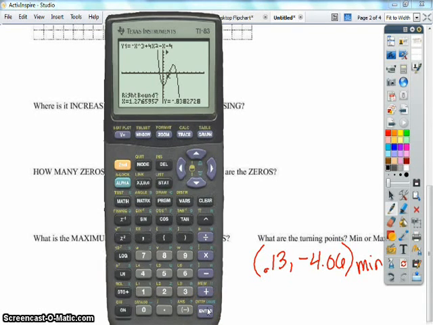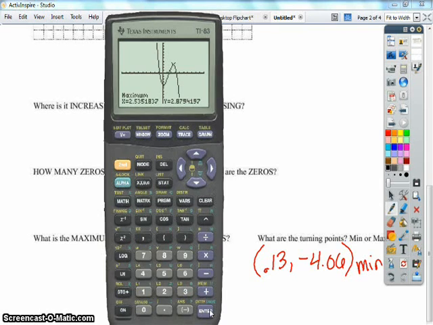Once you get your cursor to the left, hit enter, and now put your cursor to the right. And hit enter. You don't really need to take a guess. It'll do it for you.